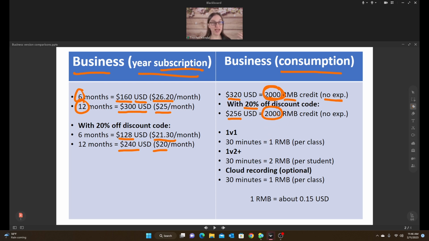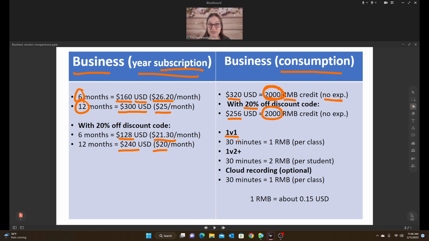Okay, so we've paid into our ClassIn lunch account. We have 2,000 RMB. Now it's time to eat lunch, or in our case, teach our classes. Every time you teach a class, it just deducts from that total. But this is where it gets a little tricky. Again, it's in RMB. The amount you deduct depends on how many students you teach, how long your lessons are, and that cloud recording, remember I told you, is an additional fee, which is optional.